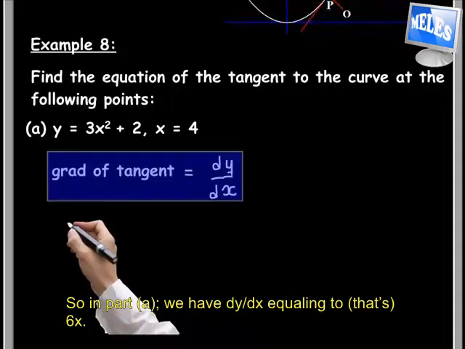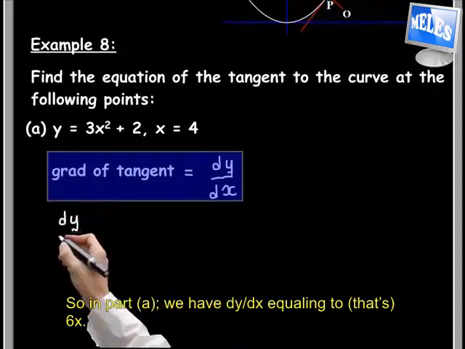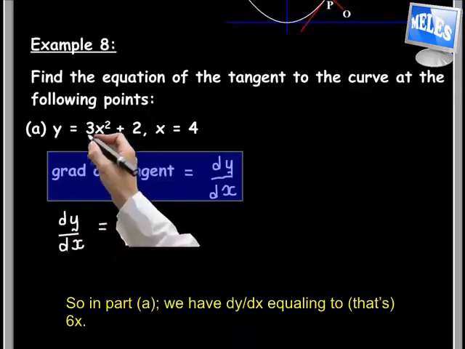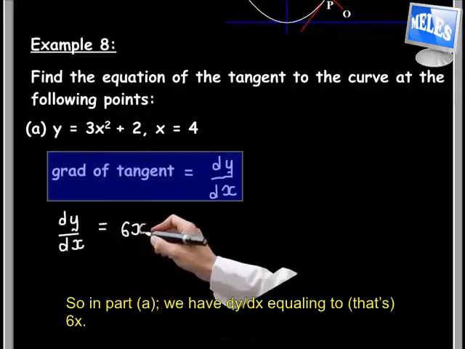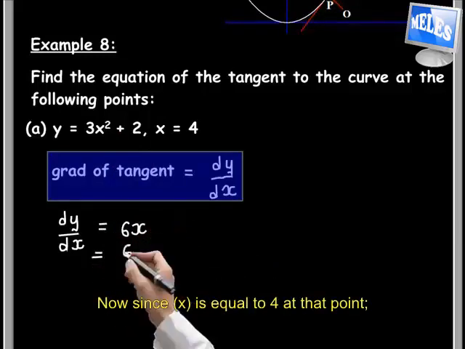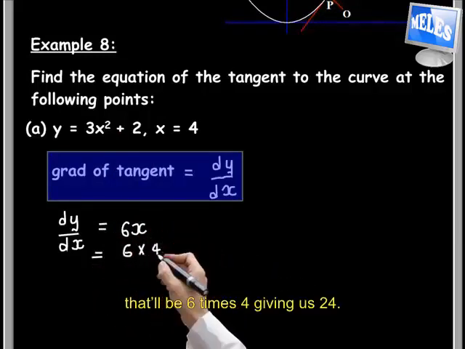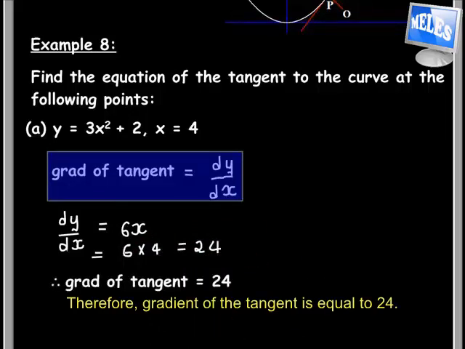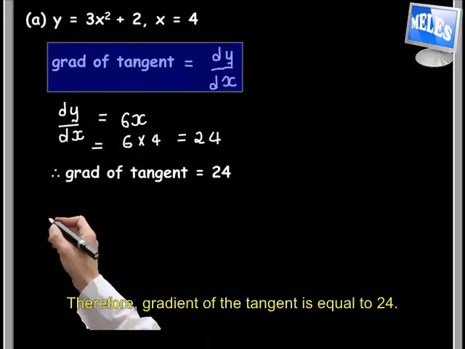So in part A, we have dy/dx equaling 6x. Now since x is equal to 4 at that point, that will be 6 times 4 giving us 24. Therefore the gradient of the tangent is equal to 24.